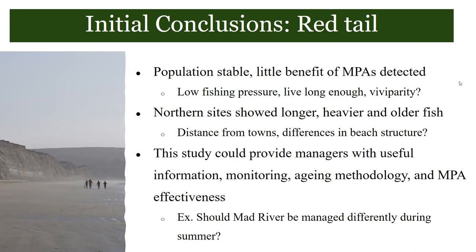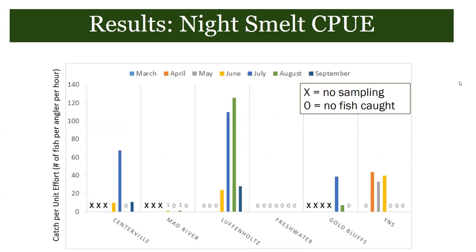Okay, now let me take you to the other species, to night smelt. And this is just a little bit of a summary of how many fish we caught in 2021, which is when I had already arrived. On the x-axis now, you have the different beaches from Centerville on the southern part of the county all the way to Yanasvet, which is in Del Norte County. And you have catch per unit effort on the y-axis.